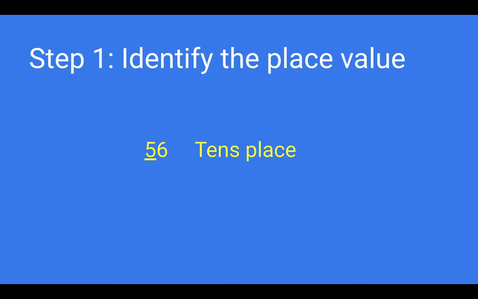Step 1, identify the place value. In the number 56, we're going to round to the nearest tens place. And the number 5, the digit 5, is in the tens place.